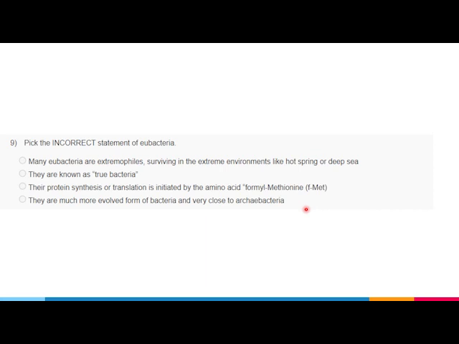Archana says it is A or D. Many eubacteria are extremophiles, surviving in extreme environments like hot spring or deep sea, or D, they are much more evolved form of bacteria and very close to archaebacteria. Niranjana says it is D, which is incorrect: more evolved form of bacteria, very close to archaebacteria. Arushi says it is A: eubacteria are extremophiles, surviving in extreme environments like hot spring or deep sea. Anyone else wants to try and answer this?